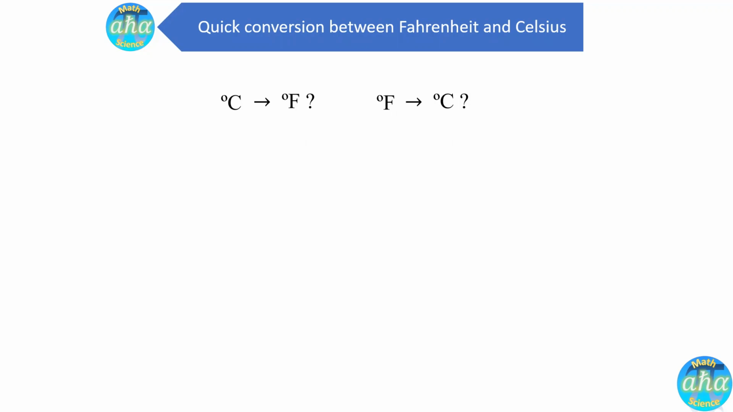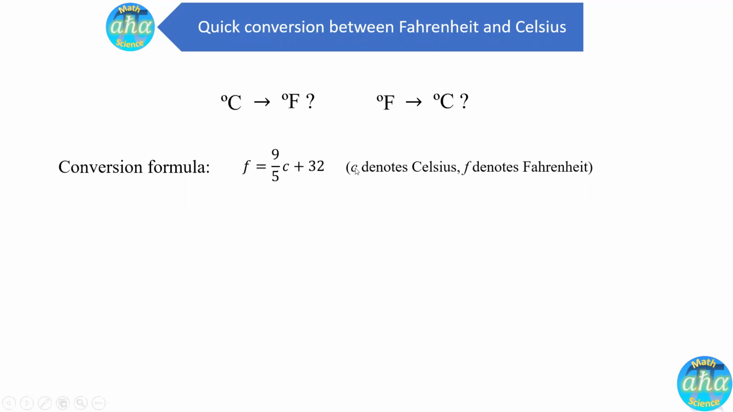In this video, we're going to show you a quick way of converting between two different units of temperature, namely how to convert from degrees C to degrees Fahrenheit and vice versa. Here's a conversion formula. Here the little c denotes the temperature in Celsius and the little f denotes the temperature in degrees Fahrenheit. So if we know the temperature in degrees Celsius, we can multiply it by 9/5 and then add 32 to it. That's going to be the temperature in degrees Fahrenheit.